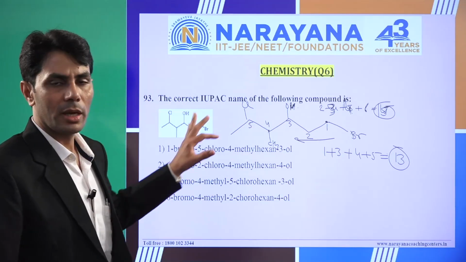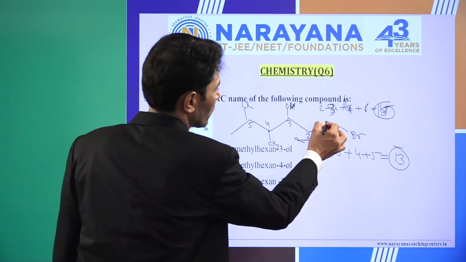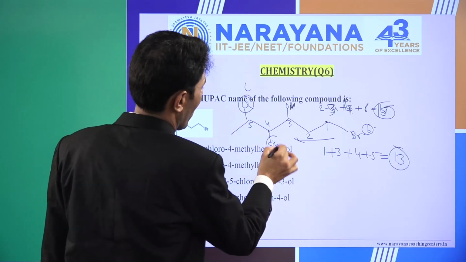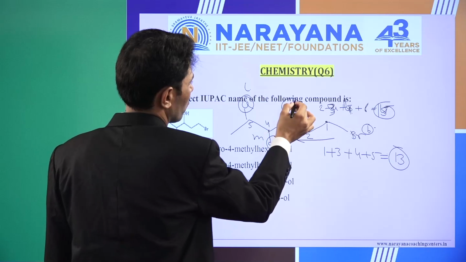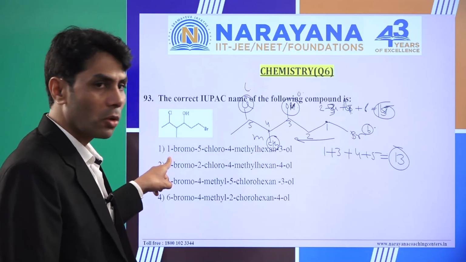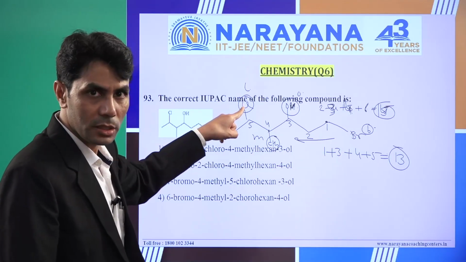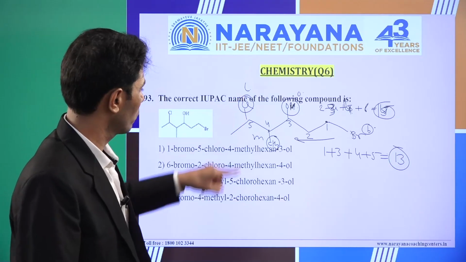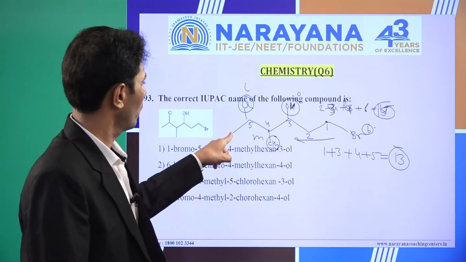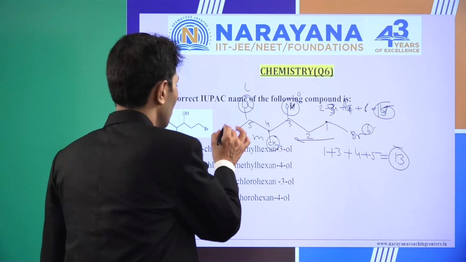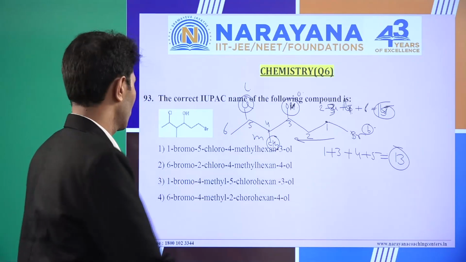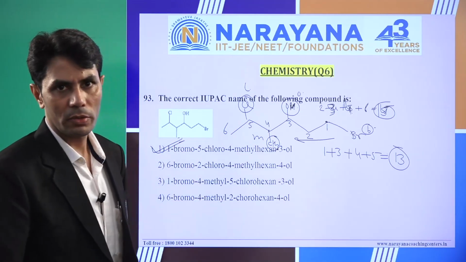Now we have to write it in alphabetical order. This group starts with the alphabet B, this one starts with C, this is M, and there is a functional group also, the OH. So firstly we write B, which means 1-bromo. After that C means chloro, so 5-chloro, 4-methyl, and hexane-3-ol, because 1, 2, 3, 4, 5, 6, there are a total of 6 carbons in the parent chain. So option 1 is a very simple case. Okay.